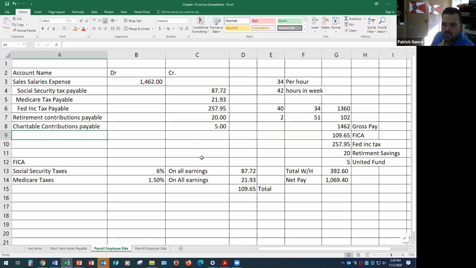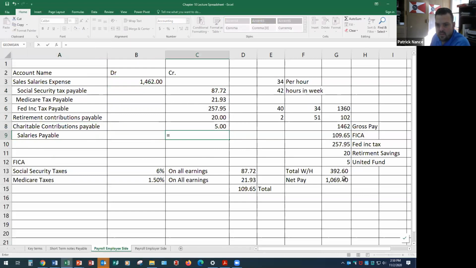So I book a liability for now until I actually physically write the paychecks to show what the net amount is. So I got $1,462 over here, and I got a total of $392.60. So the net amount is the salaries payable for this one person, $1,462 minus $392.60, or I could just reference it here, the net pay, and I should balance. This should equal $1,462, and it does.